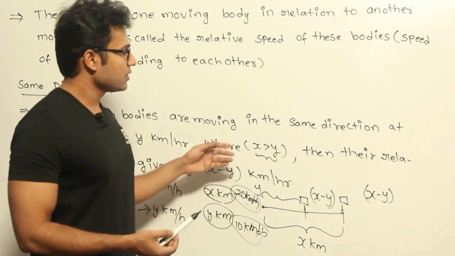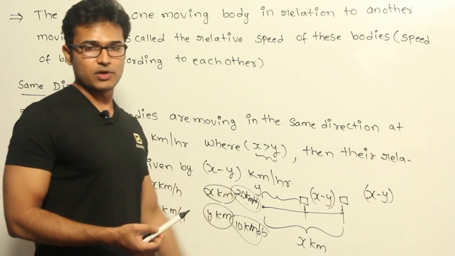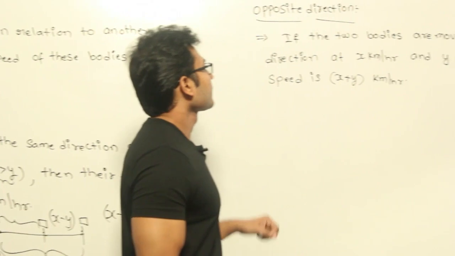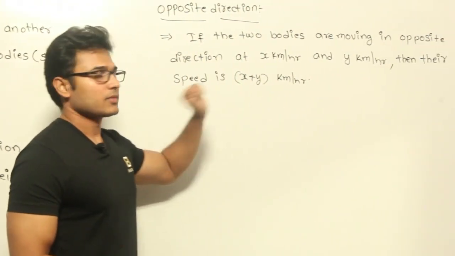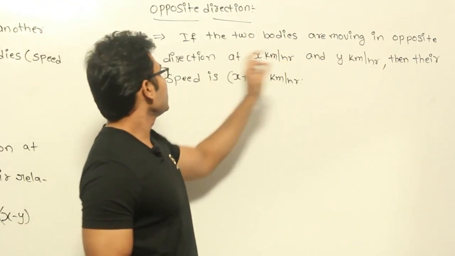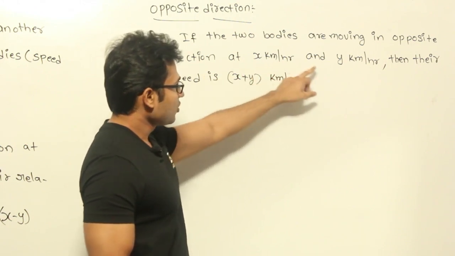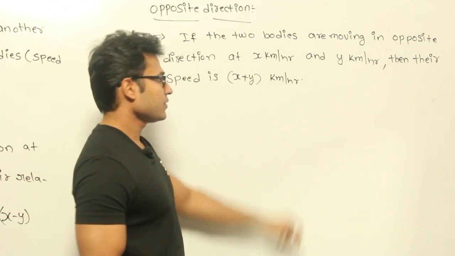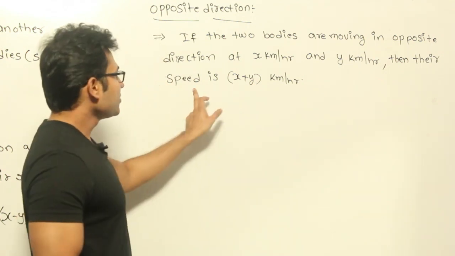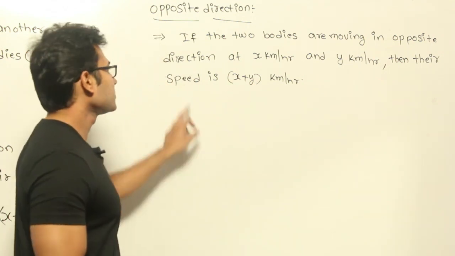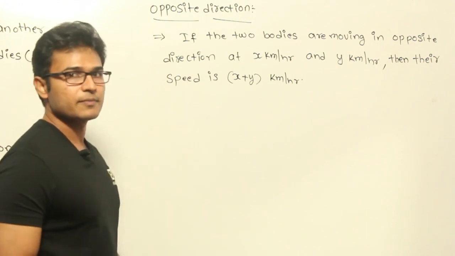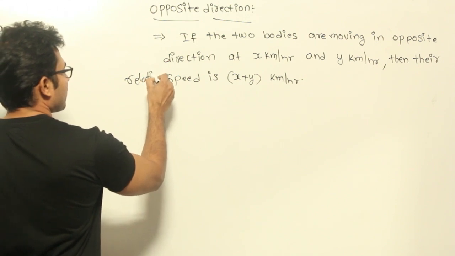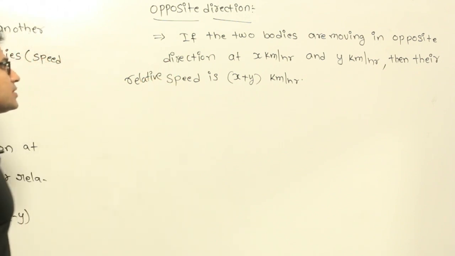Now let's see how to view the relative speed when they are going in the opposite direction. If the two bodies are moving in the opposite direction at x kilometers per hour and y kilometers per hour, then their speed is x plus y kilometers per hour. Here speed means relative speed, right? Then the relative speed is x plus y kilometers per hour.